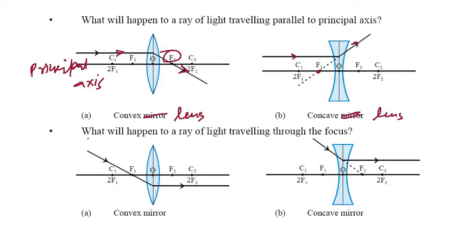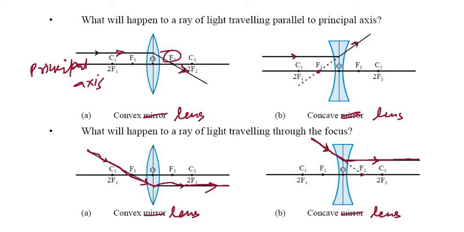Now second, what will happen when a ray of light travels from the focus? So it is coming from the focus. You can see here it is the focus point, and after refraction it will be parallel to the principal axis. And here it seems to be coming from the focus, but after refraction it will also be parallel to the principal axis. So always remember, it is not a mirror, it is a lens. Also here it is not a mirror, it is a lens.